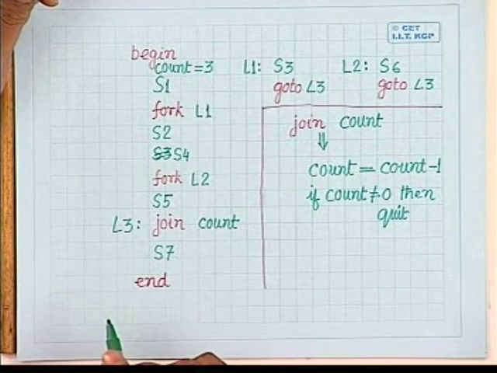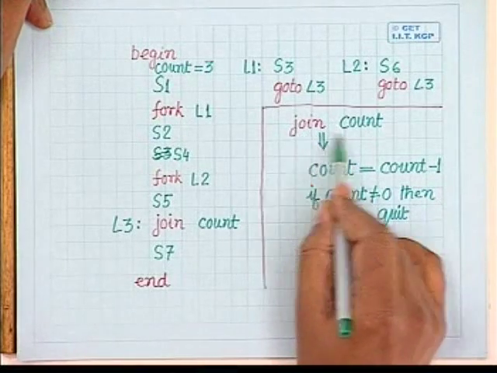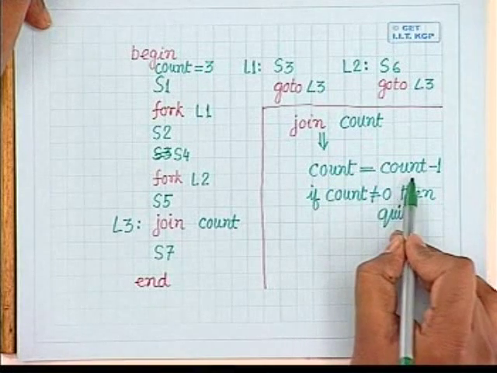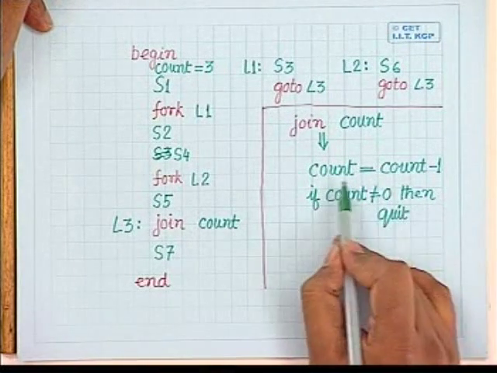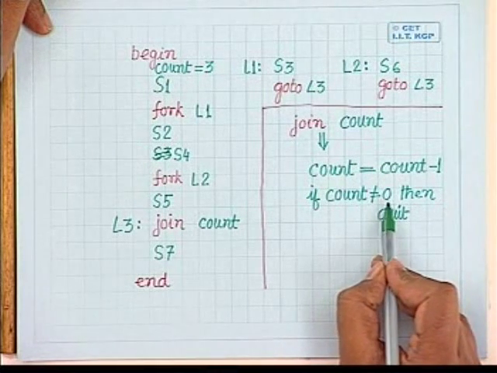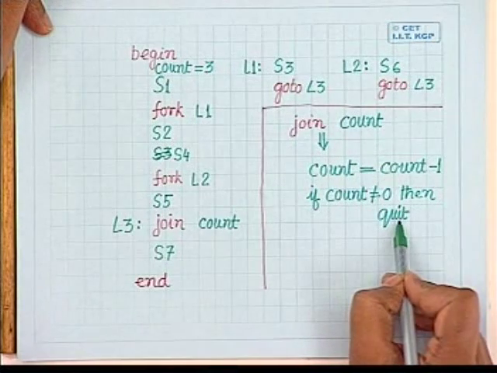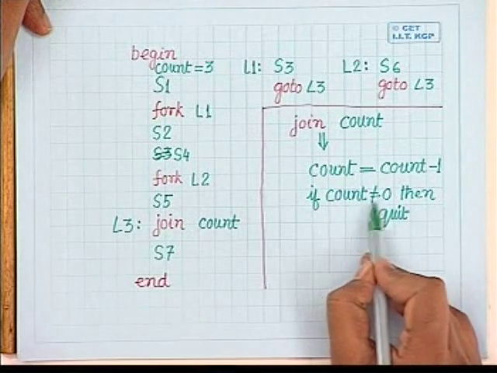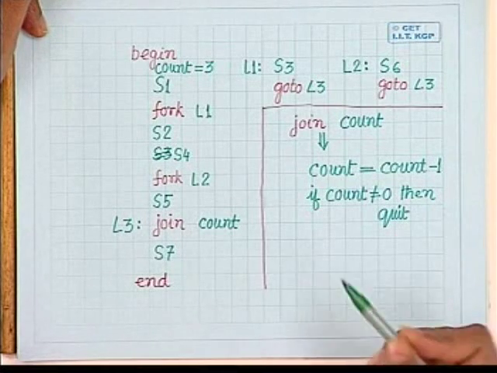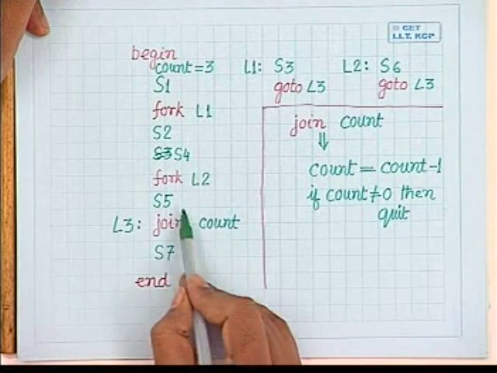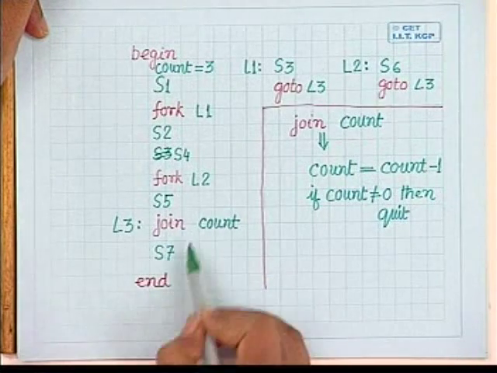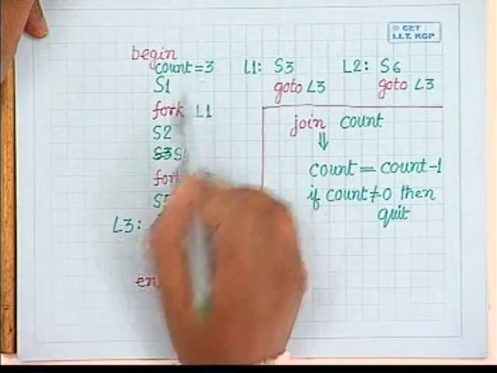So if I expand this join count statement, it works like this. First, count is decremented by 1. After decrementing, you check the value of count. If count is not equal to 0, then the process is terminated. If the count is equal to 0, then the process continues. Here you find, since 3 processes will be executing this join count statement, we have initialized the value of count to 3.